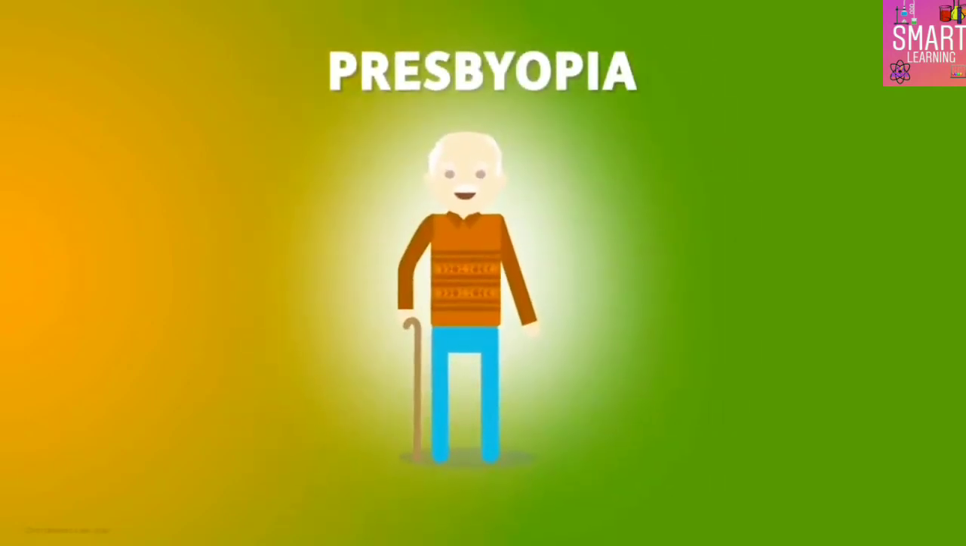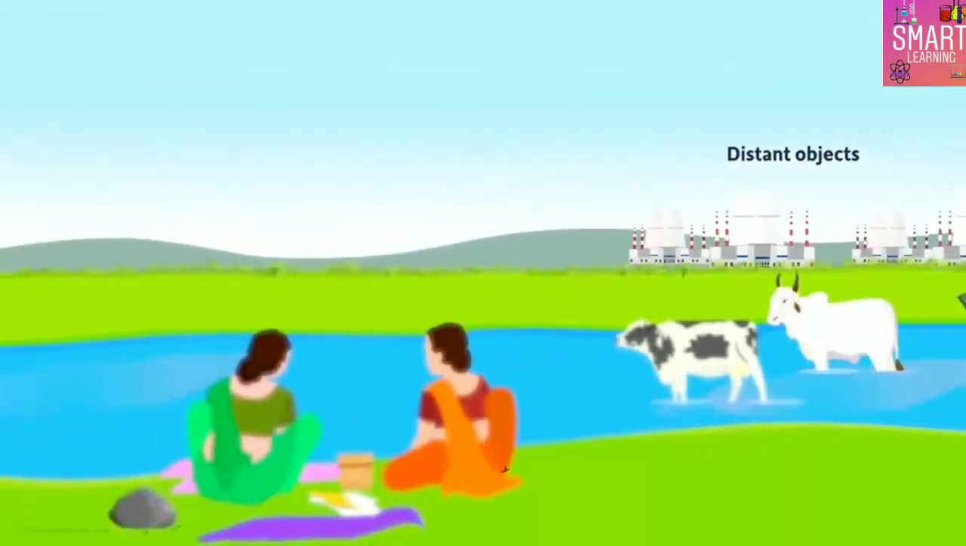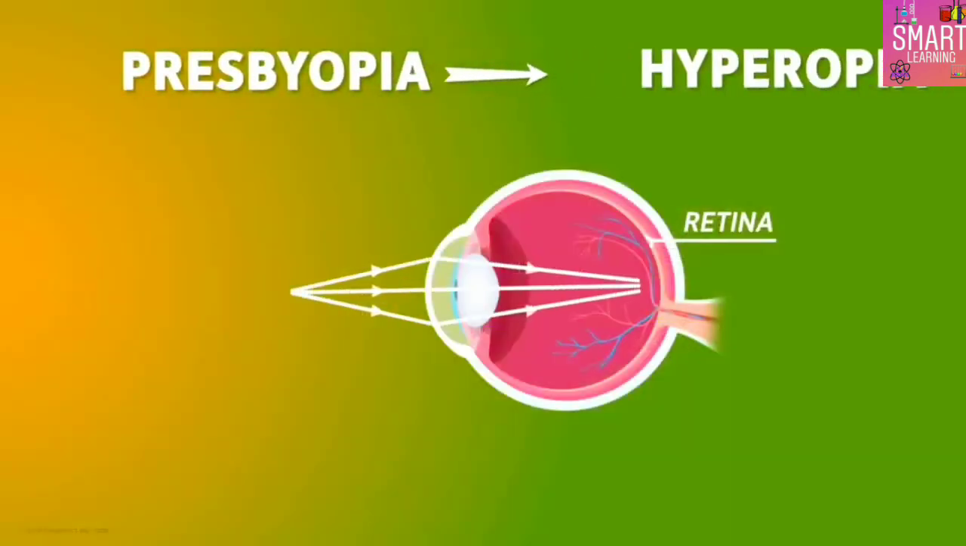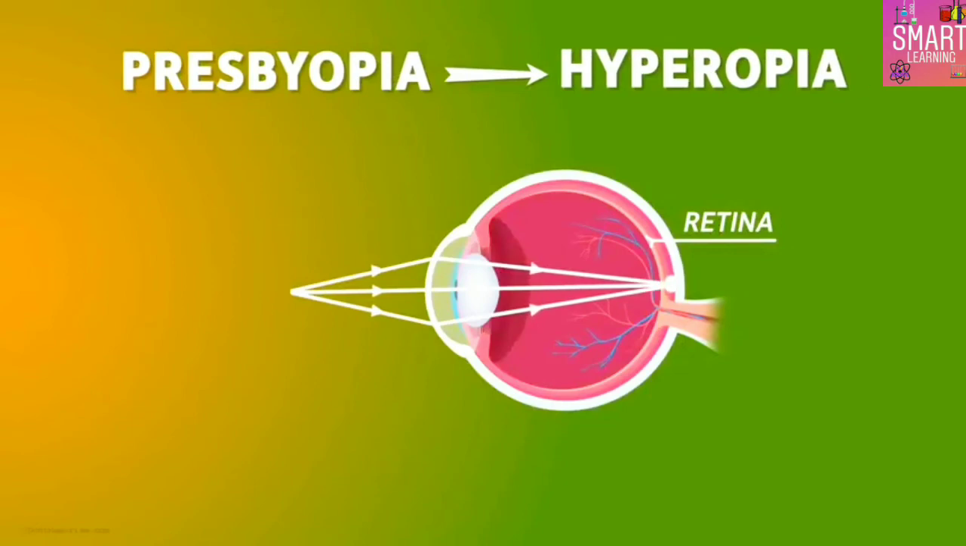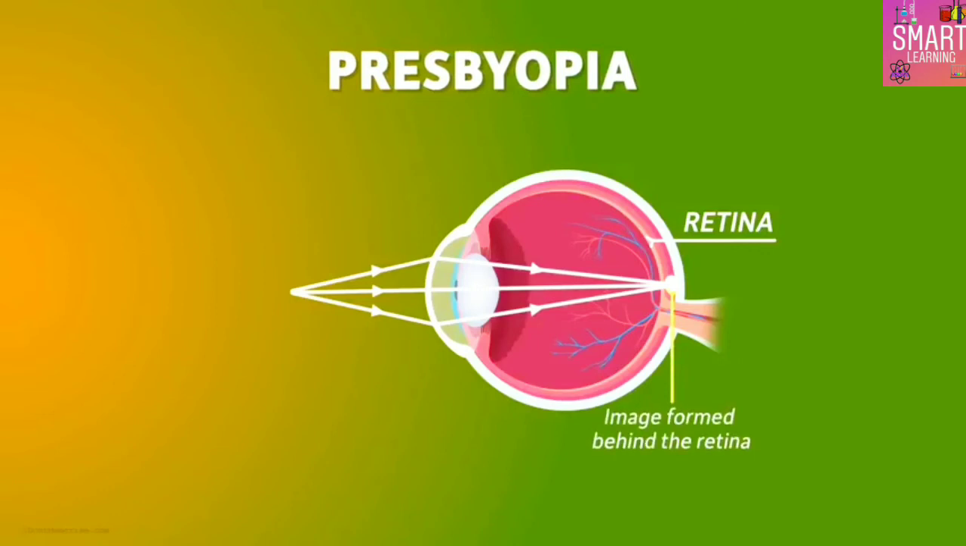Another eye defect I want to discuss is presbyopia. This is a condition of the eye commonly found in senior citizens. In this eye condition, distant objects are clearly visible but nearer objects appear blurry. Yes, you probably guessed that presbyopia is similar to hyperopia. Here as well, the light gets focused behind the retina.